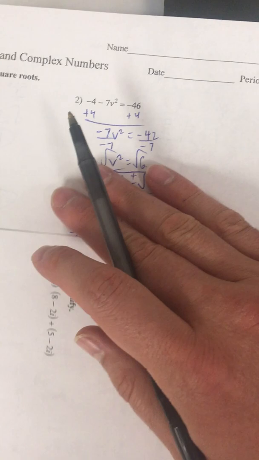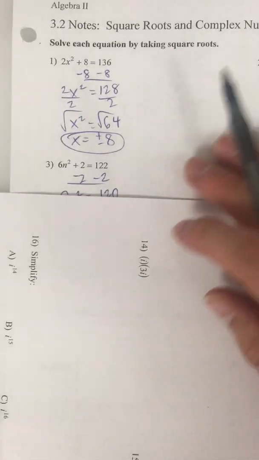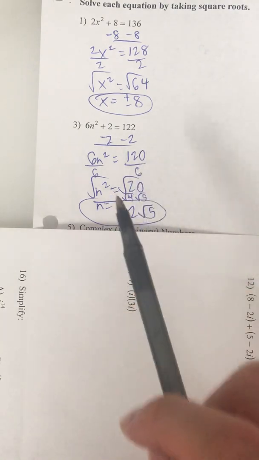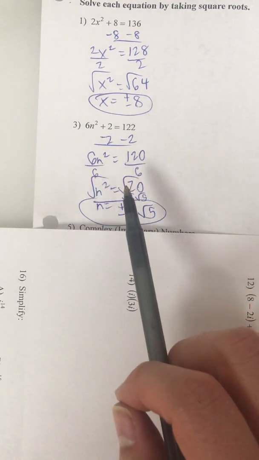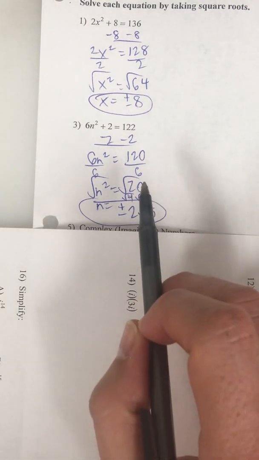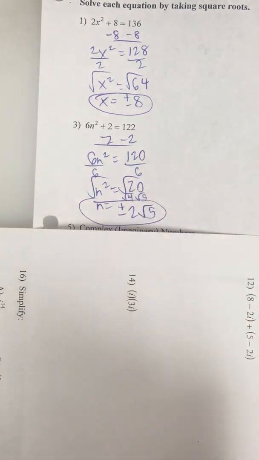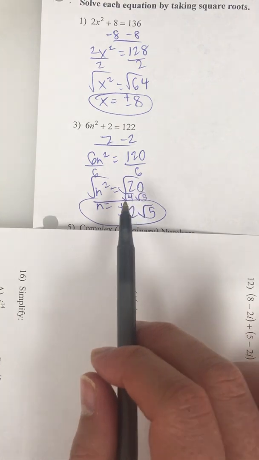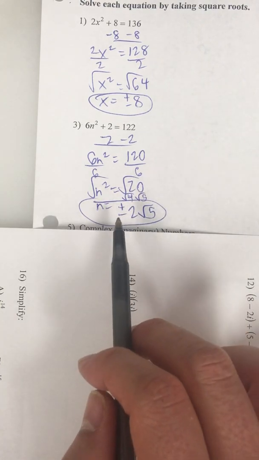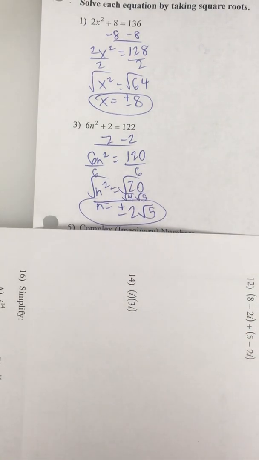Now, for number 3. This one, you subtract the 2, which gives you 120. Divide by 6, that's 20. Then take the square root of both sides. Now, you get square root of 20. So you might be tempted to just say plus or minus square root of 20, but you could actually split that up into square root of 4 times the square root of 5. So your answer is going to be plus or minus 2 square root of 5.